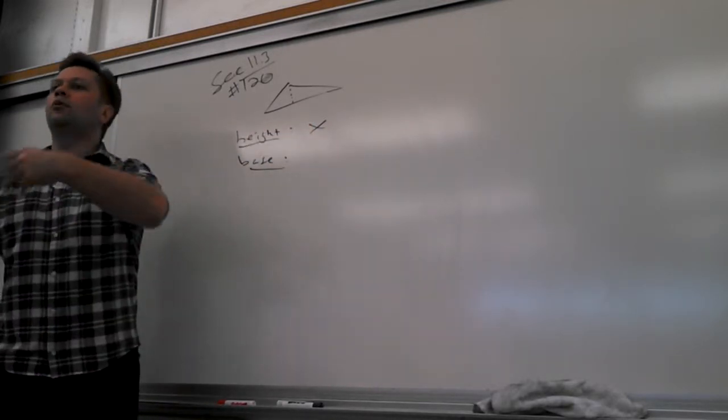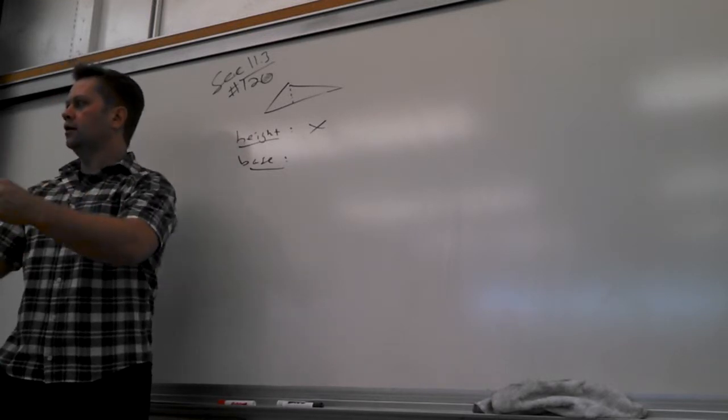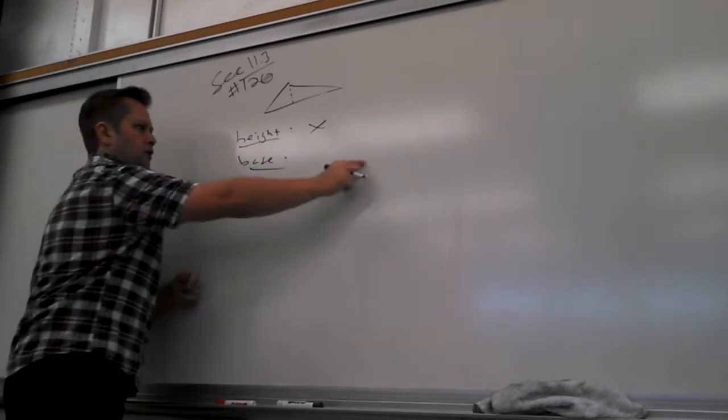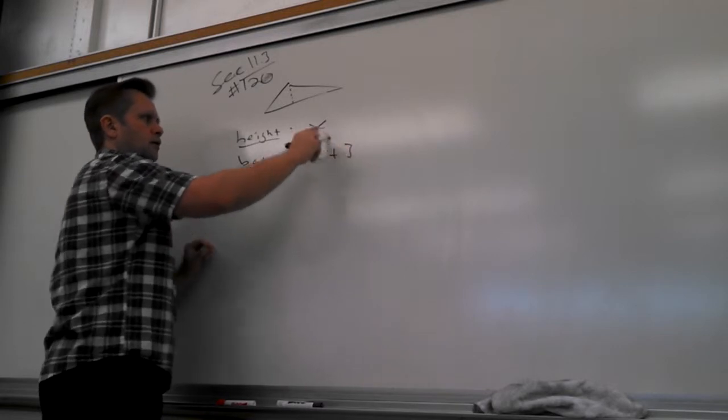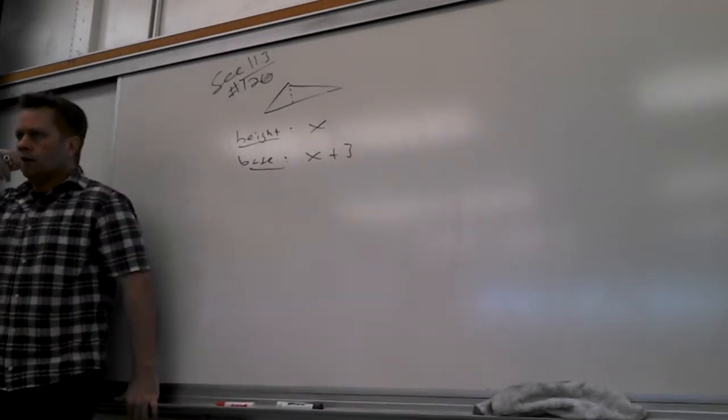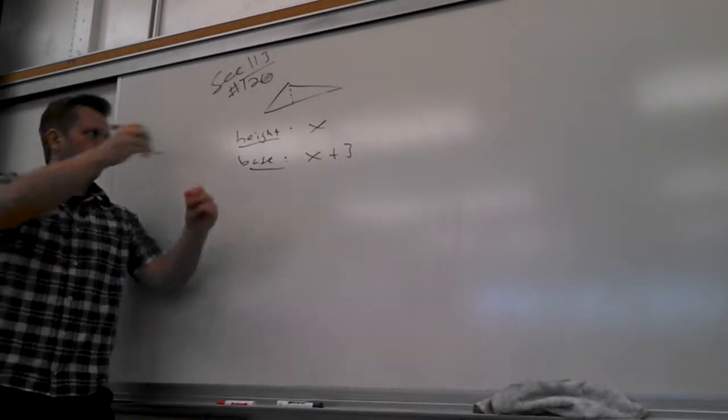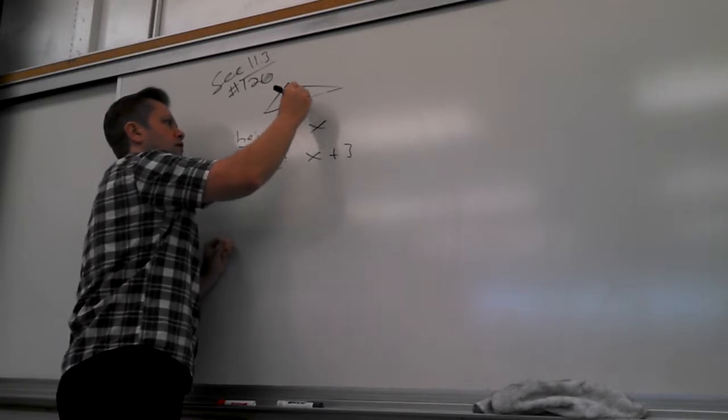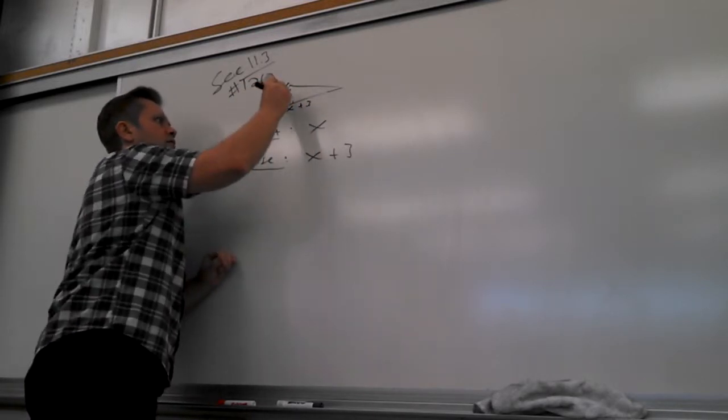If base is 3 more than the height, and you don't know what the height is, you better call it something so you can write what this one is. Before I did that, I can't do this. And you can label your little chart. So I've got my picture. There's x plus 3. There's x.